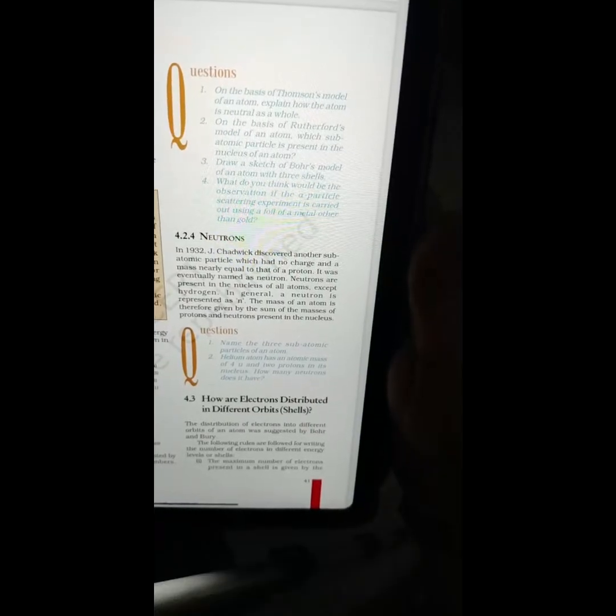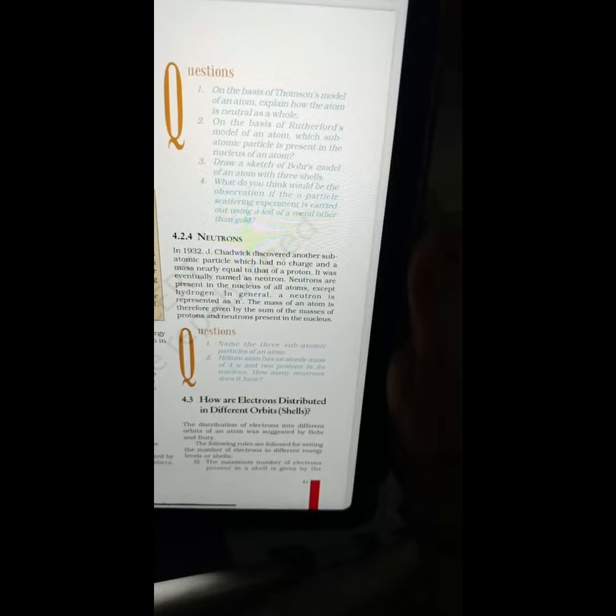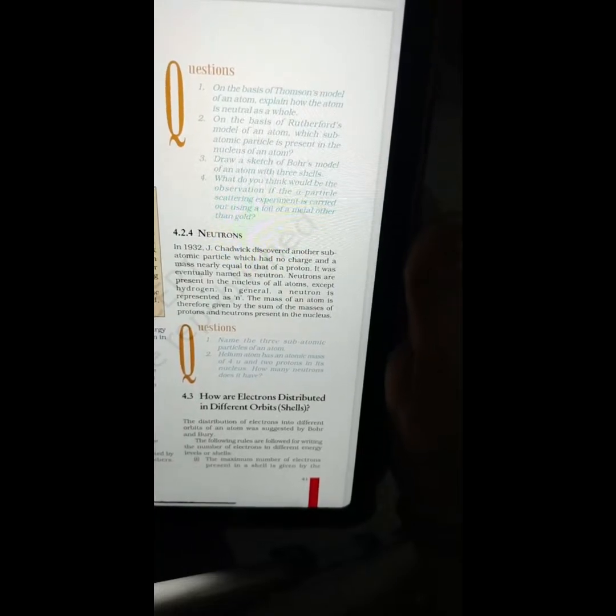4.2.4 Neutrons. In 1932, J. Chadwick discovered another subatomic particle which had no charge and a mass nearly equal to that of a proton. It was eventually named neutron. Neutrons are present in the nucleus of all atoms except hydrogen. In general, a neutron is represented as n. The mass of an atom is therefore given by the sum of the masses of protons and neutrons present in the nucleus. Let's see the in-text questions now.